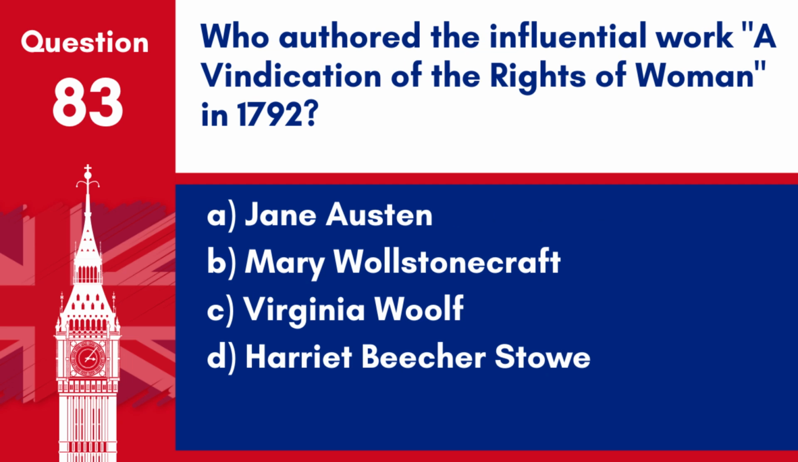Question 83. Who authored the influential work, A Vindication of the Rights of Woman, in 1792? A. Jane Austen. B. Mary Wollstonecraft. C. Virginia Woolf. D. Harriet Beecher Stowe. Answer: B. Mary Wollstonecraft. Mary Wollstonecraft authored the influential work, A Vindication of the Rights of Woman, in 1792.